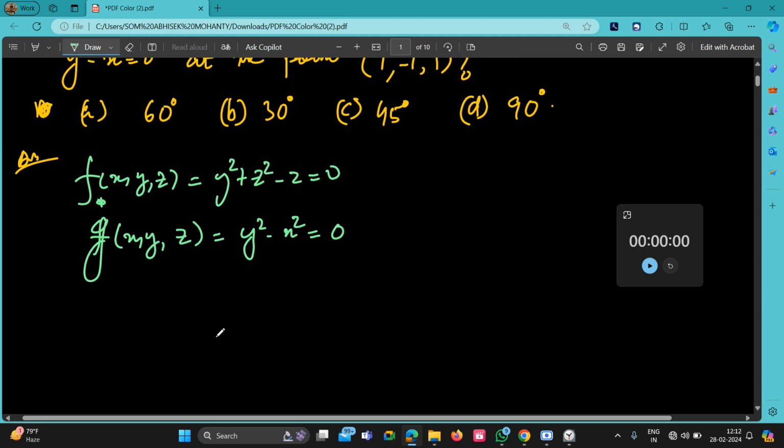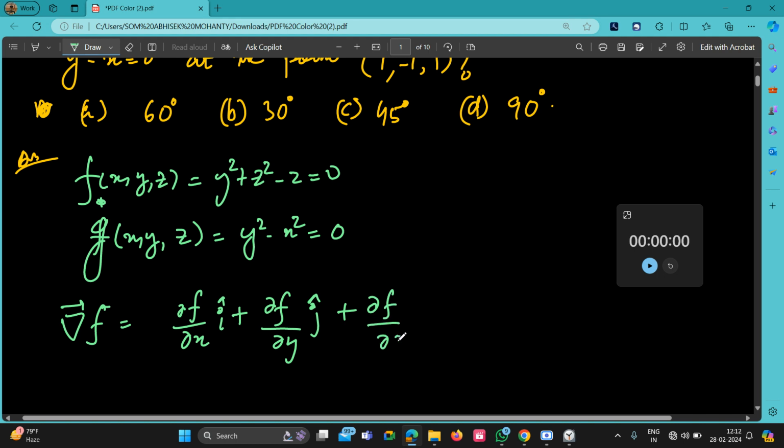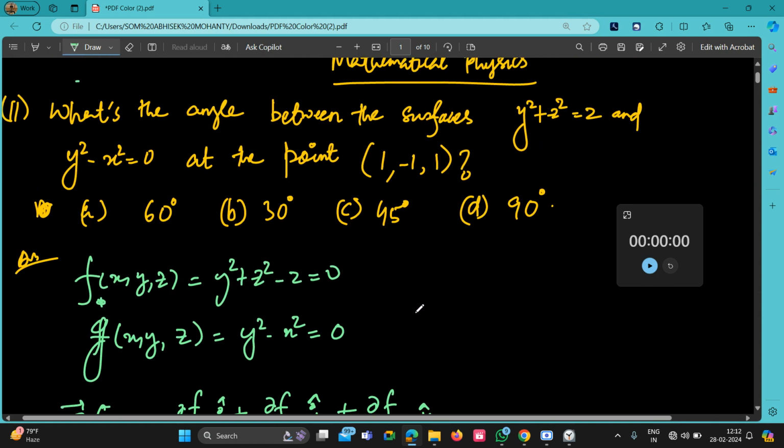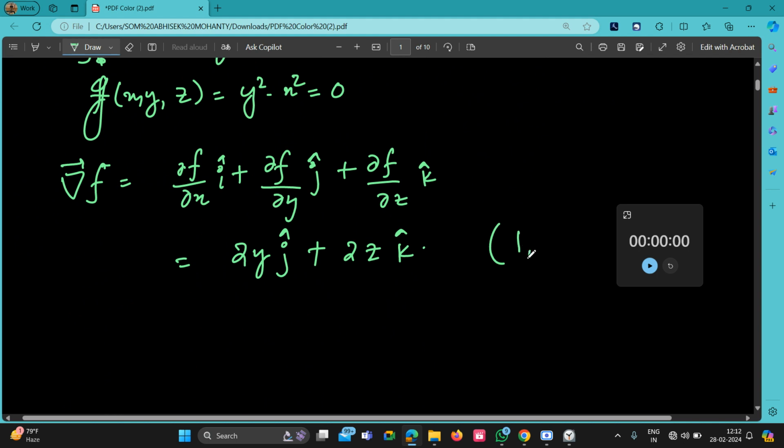But to find the normal, what will you do first? We will calculate grad f. Gradient f is equal to del f by del x i cap plus del f by del y j cap plus del f by del z k cap. If you calculate it, that will be 2y j cap plus 2z k cap. And the point is 1, minus 1, 1. So if I put the values, that will be minus 2 j cap plus 2 k cap.